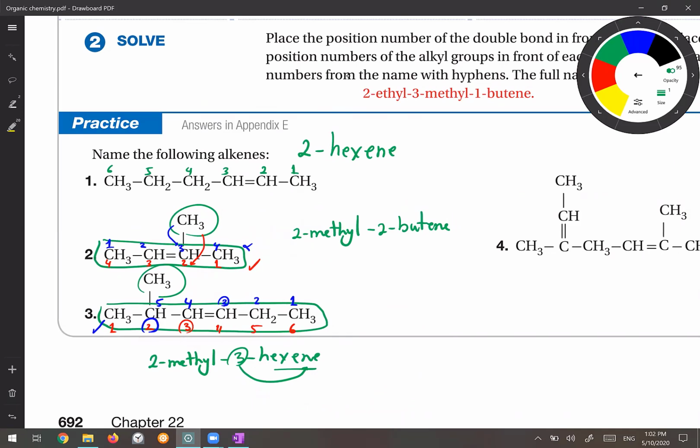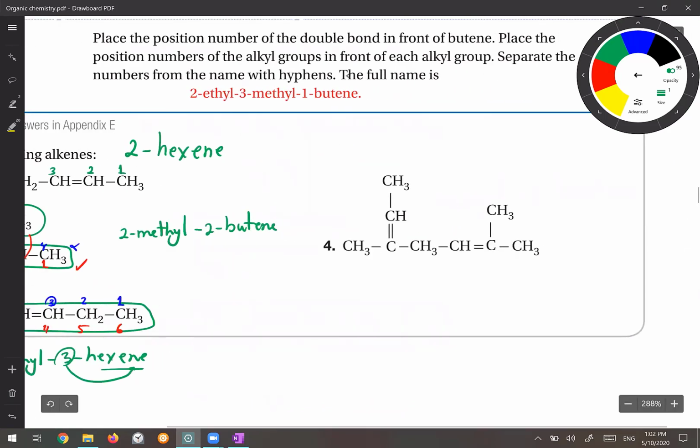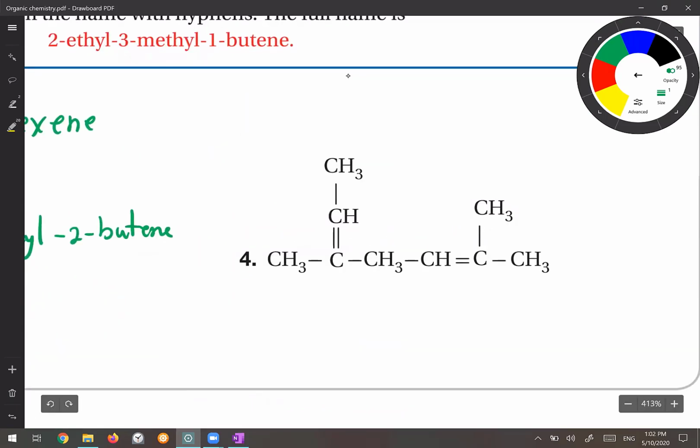Let's go to the next one. Here again, you can see that you have the double bond in the molecule. So this is the alkene, but you have 2 double bonds. So this is actually a diene. You have to find the longest chain which contains both of those double bonds. So the longest chain which contains both of the double bonds is this one.